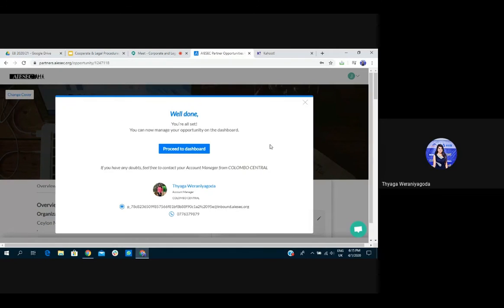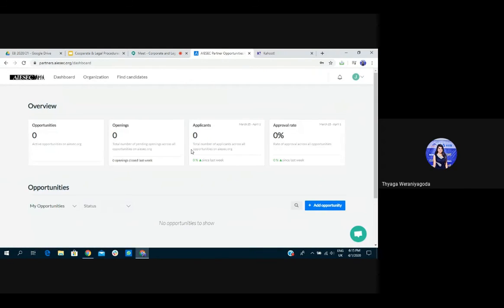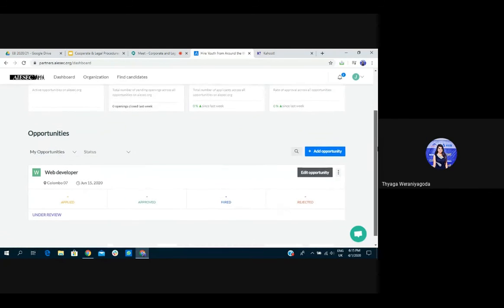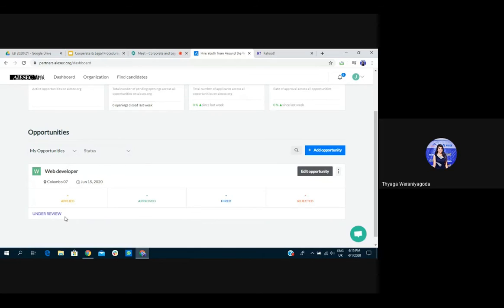Once I submit it, as I said to you all at the beginning, it will come to me automatically because we have selected column number 7. Then we can proceed to the dashboard again, and let's load. Yeah, after loading, you can see here one opportunity, web developer, is under review. So if he wants, he can edit it as well, but it's under review. So after he tells us, and after we tell the MC, and after the contracts are signed and everything is done, we can open the opportunity and it will be displayed on iSec.org.